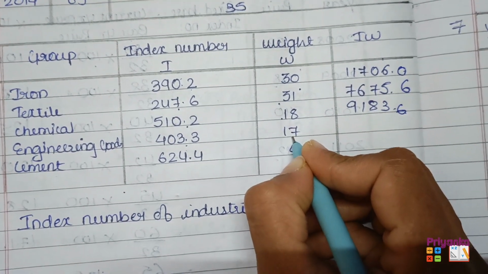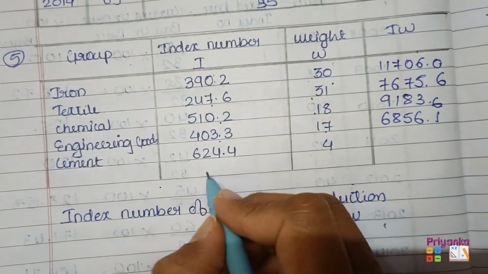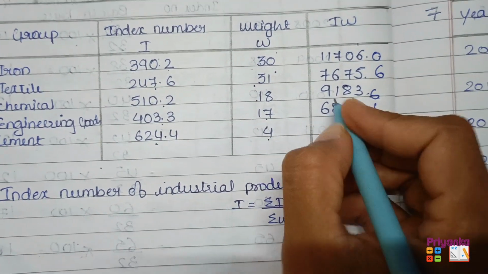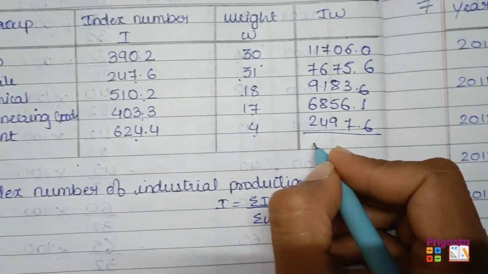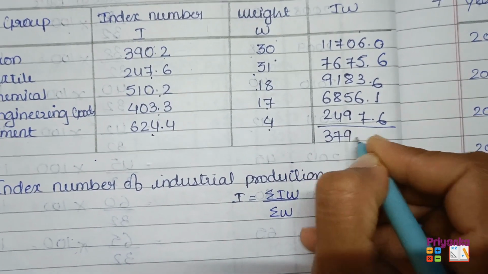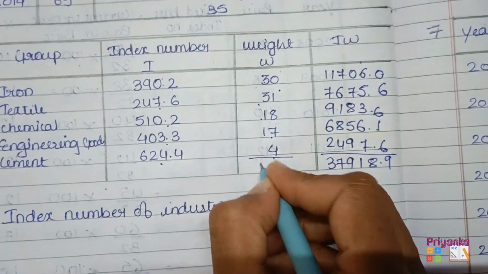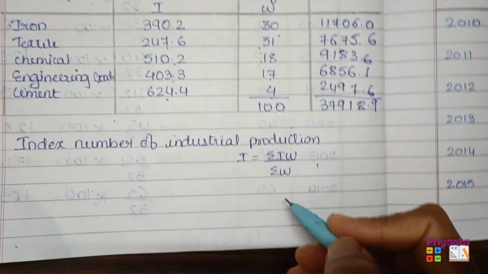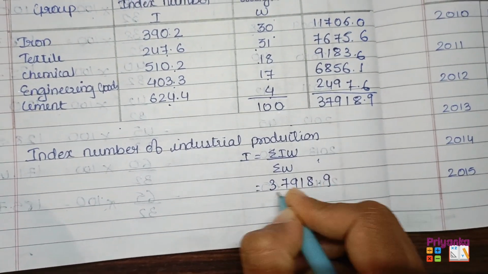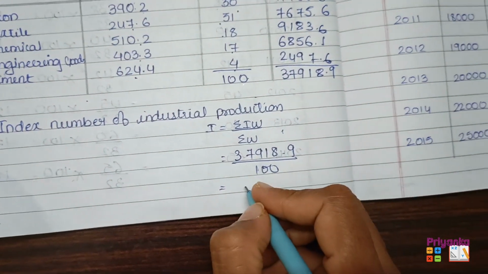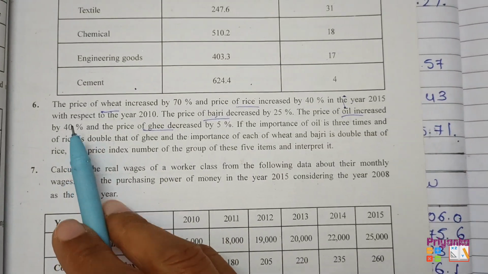403.3 multiply by 17. Here we get 6856.1. 324.4 multiply by 4, that is 2497.6. Get the total, that is 37918.9, and also take the total of weight, that is 100. Now just take the information in the formula to find out the weighted index number. 37918.9 divide by 100. Here we get the answer 379.19.